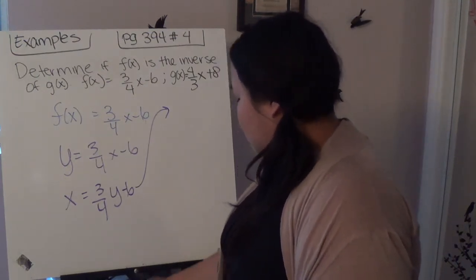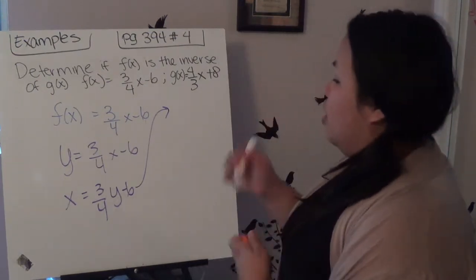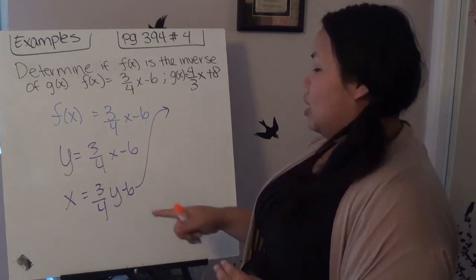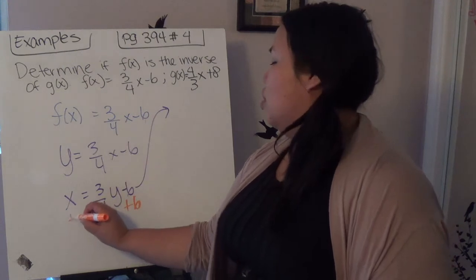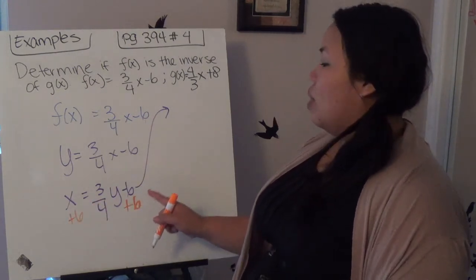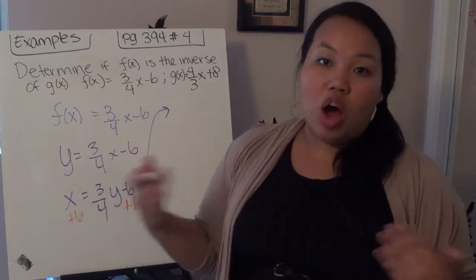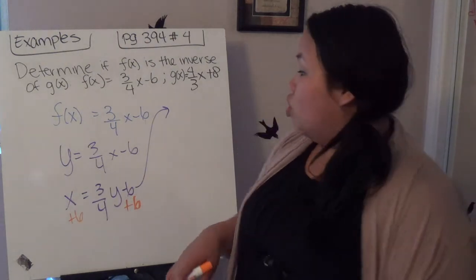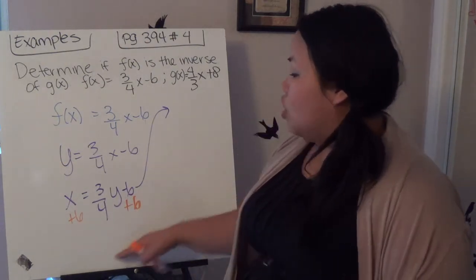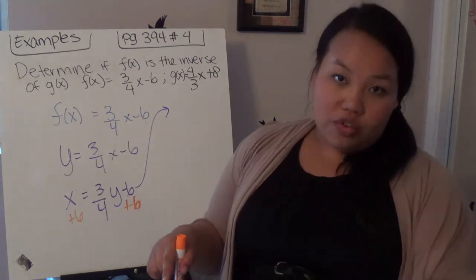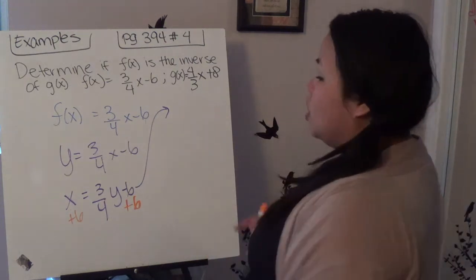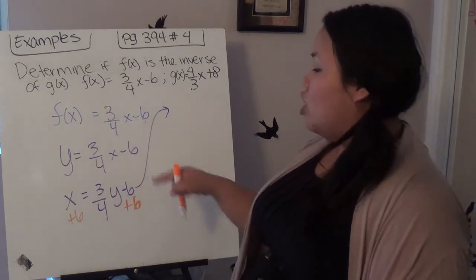Let's see if we can do this. My first step is to take 6 and add it to both sides, because when I'm trying to solve for something, I'm going to do the opposite. Usually I'm going to get rid of all its friends first. I'm going to start with plus or minus, the opposite of the order of operations. In the order of operations, plus or minus is last, but when I'm solving, I do opposite.